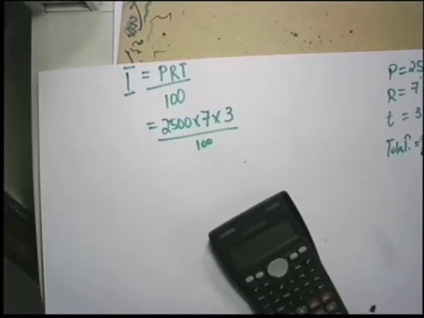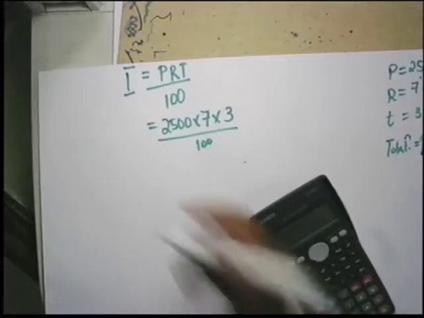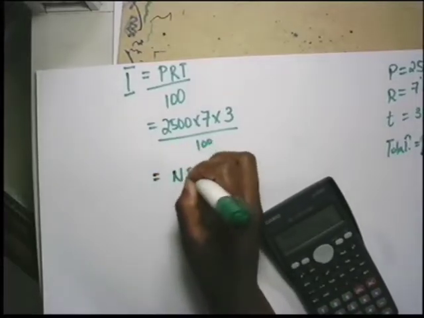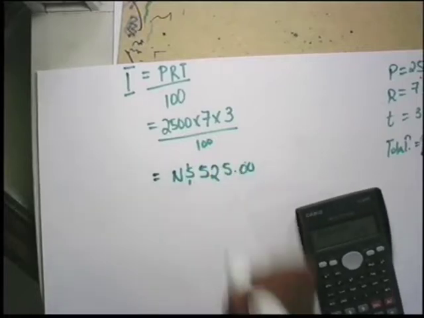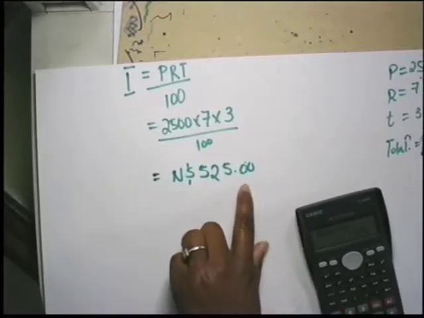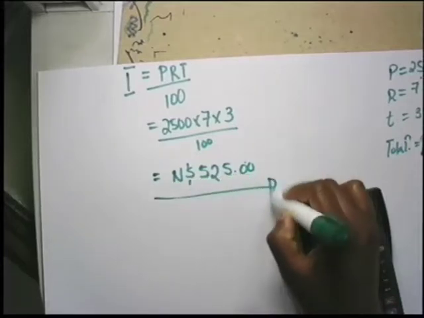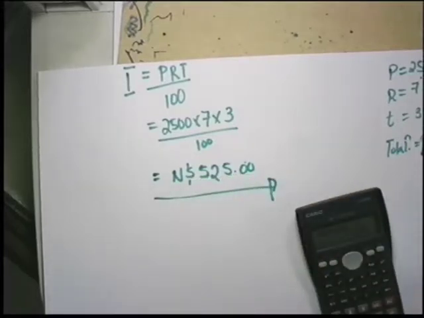2,500 times 7 times 3 equal, divide by 100. How much is the interest? It gives us an interest amount of 525 Namibian dollars. This is the interest now. Okay, this is not your final answer. Remember, the question asks you to work out the total amount.